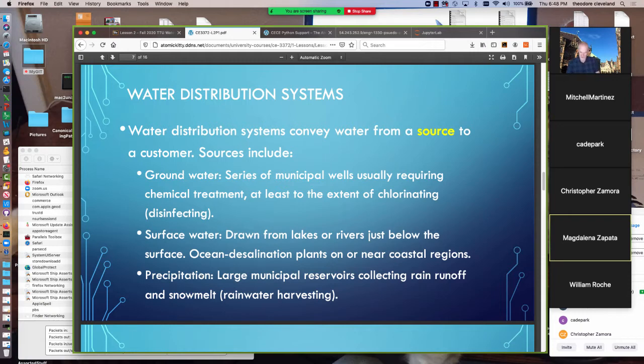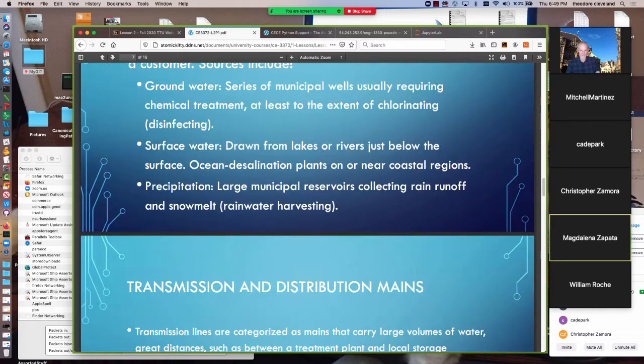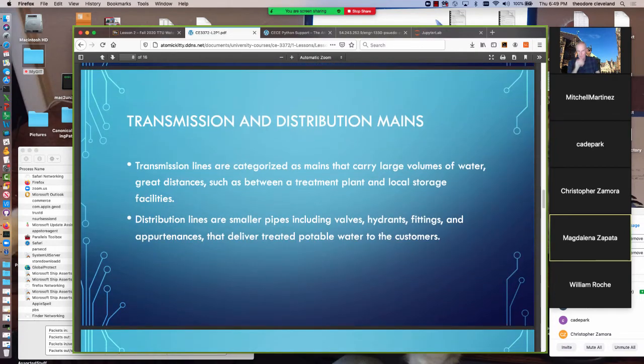So that's what's meant by that third category, the precipitation category. We move water from one place to another through transmission lines, and then once we get close to where we want it to be, we have smaller distribution mains. So the transmission mains are conduits that carry large volumes of water, usually over great distances, such as between a treatment plant and local storage facilities, or between a raw water source and a treatment plant.